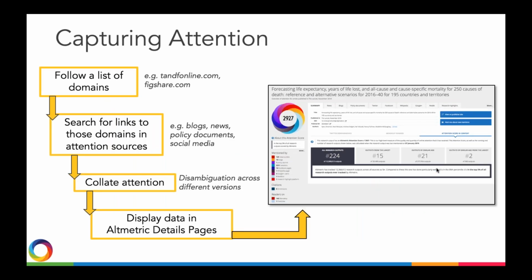And once we do that, we capture that attention and create this Altmetric details page. So what we're looking for is following a list of domains, and we have relationships with many of the global publishers out there. It could be nature.com, tandfonline.com, even repositories such as Figshare. We look for the links to those domains in the attention sources. So we're looking at the attention sources like news and social media, policy, patents, Wikipedia, etc. We collate the attention across different versions of the output, and then we display it in this Altmetric details page. And I'll show you some really interesting examples later on.